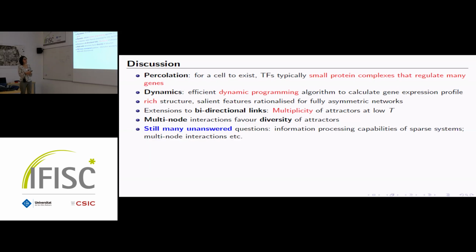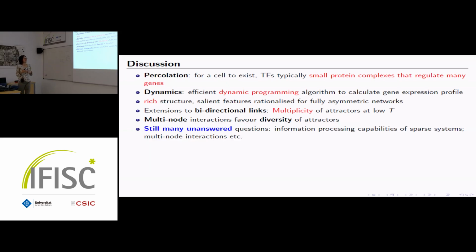We saw that this distribution has a very rich structure. Some of the features can be rationalized. And then we extended this to include bidirectional links. And we saw that when we do so, a multiplicity of attractors emerges at low temperature, at low noise. And we have seen that multi-node interaction seems to favor diversity of attractors.